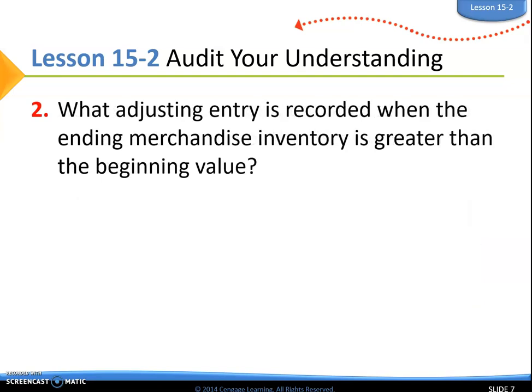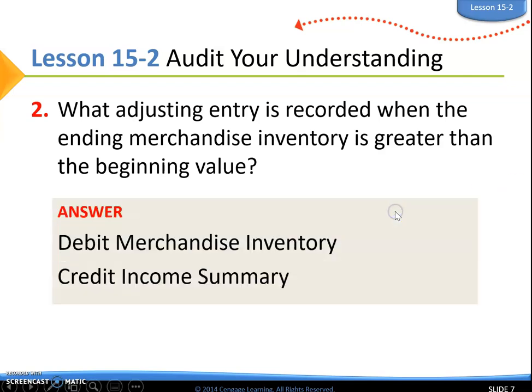Number 2, what adjusting entry is recorded when the ending merchandise inventory is greater than the beginning value? So we did not see this when we were going through the PowerPoint. When we were going through the PowerPoint, our ending merchandise inventory was less than our beginning. Okay, so we're looking at the opposite. What happens if our merchandise inventory is greater than the beginning value? We're just going to flip that transaction then. So we would debit merchandise inventory to make that merchandise inventory larger, and we would credit our income summary.